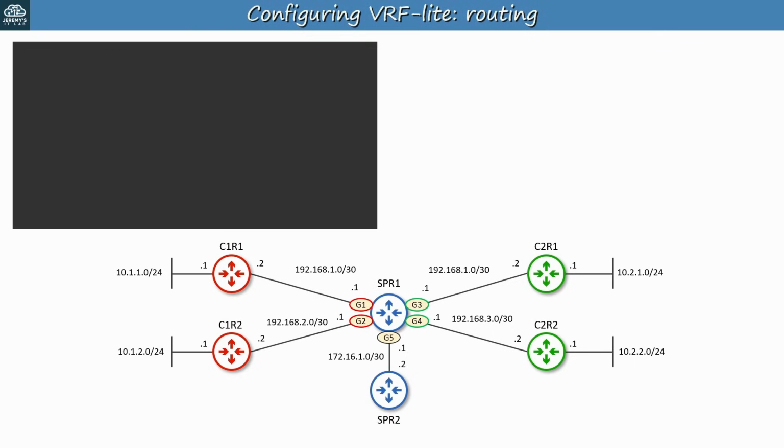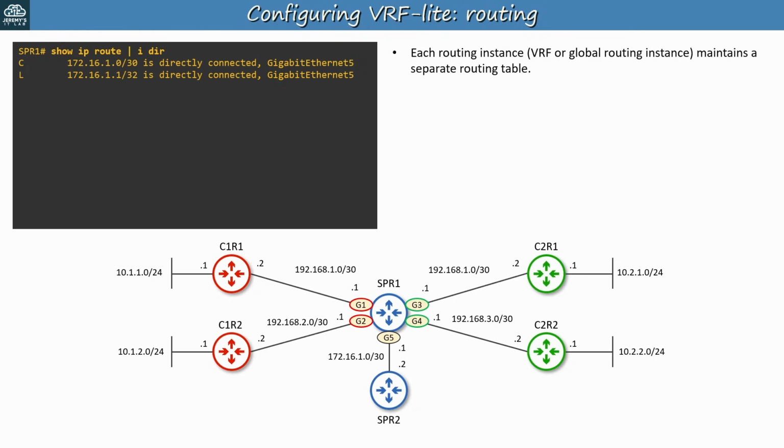Before doing any configuration, let's see the routes SPR1 automatically installs in its routing table. I used show IP route, and I see the connected and local routes for its G5 interface, and nothing else. Why is that? It's because, as I said earlier, each routing instance, whether that's a VRF or the global routing instance, maintains a separate routing table. You can use show IP route, as I did here, to view the global routing table.